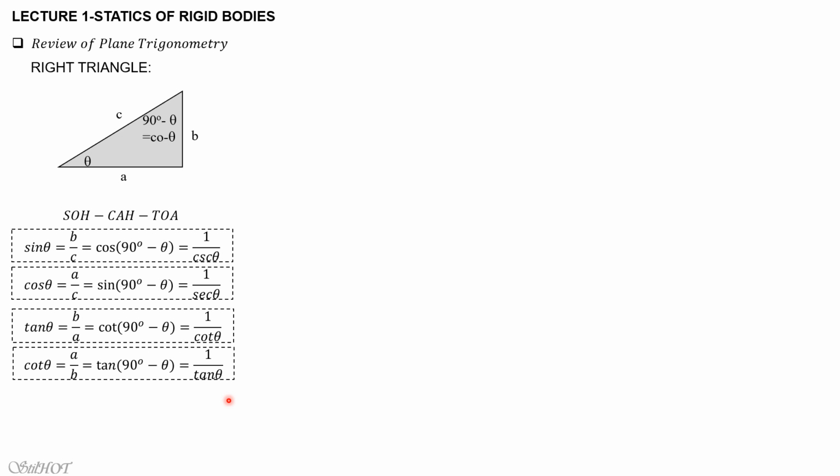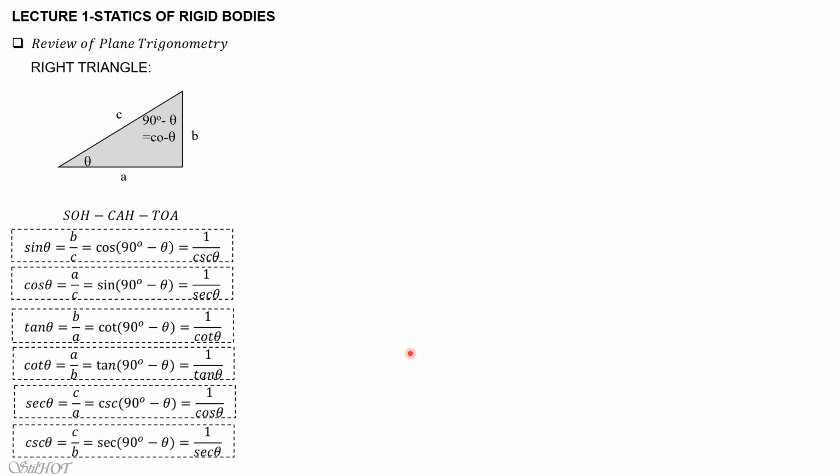Then secant of theta, which is equal to hypotenuse C over adjacent A, so it is equal to cosecant of 90 degrees minus theta, which is also equal to 1 over cosine of theta. Then finally, cosecant of theta is equal to hypotenuse over opposite, and therefore it is also secant of 90 degrees minus theta, or 1 over sine of theta.